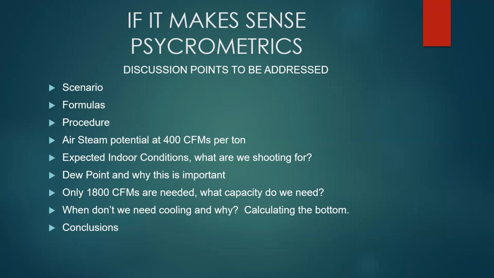So will this do it? You know, will this be able to maintain the capacity? What is at 1,800 CFMs, 120,000 BTU unit? What will this do with this condition? When we don't need cooling, and why? In other words, calculating the bottom. When do we shut this off? And then some conclusions.